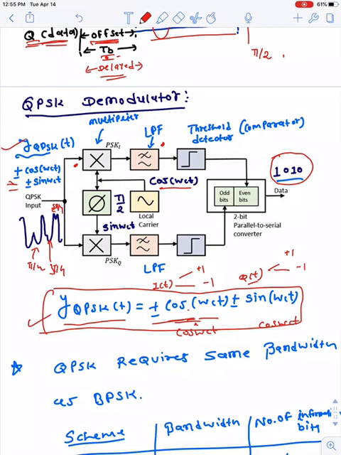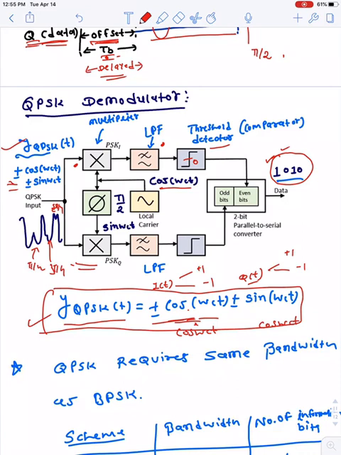This can be compared with the threshold detector to check whether the received bit would be 1 or minus 1, compared with a 0. If it is found above 0, the decision will be taken in favor of a 1. If it is found below 0, the decision will be taken in favor of a 0. The similar thing happens for the lower branch.